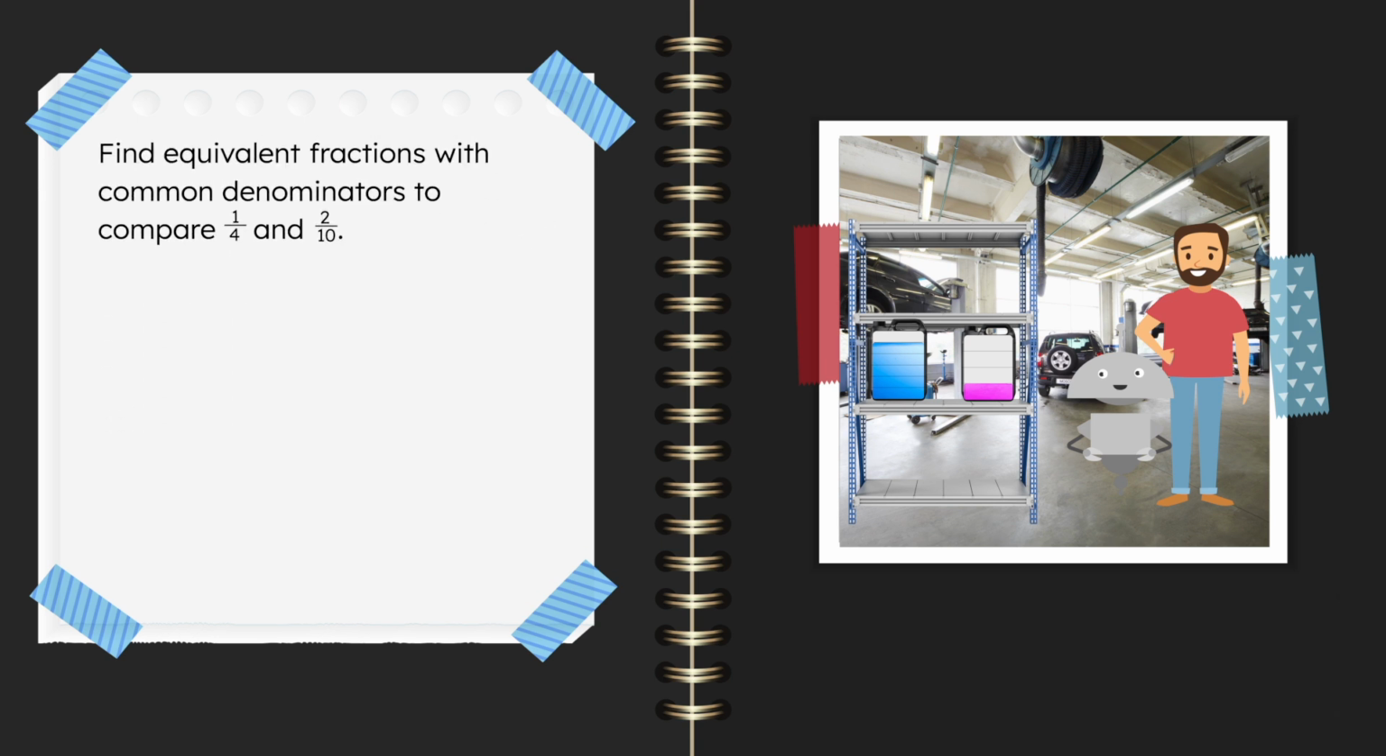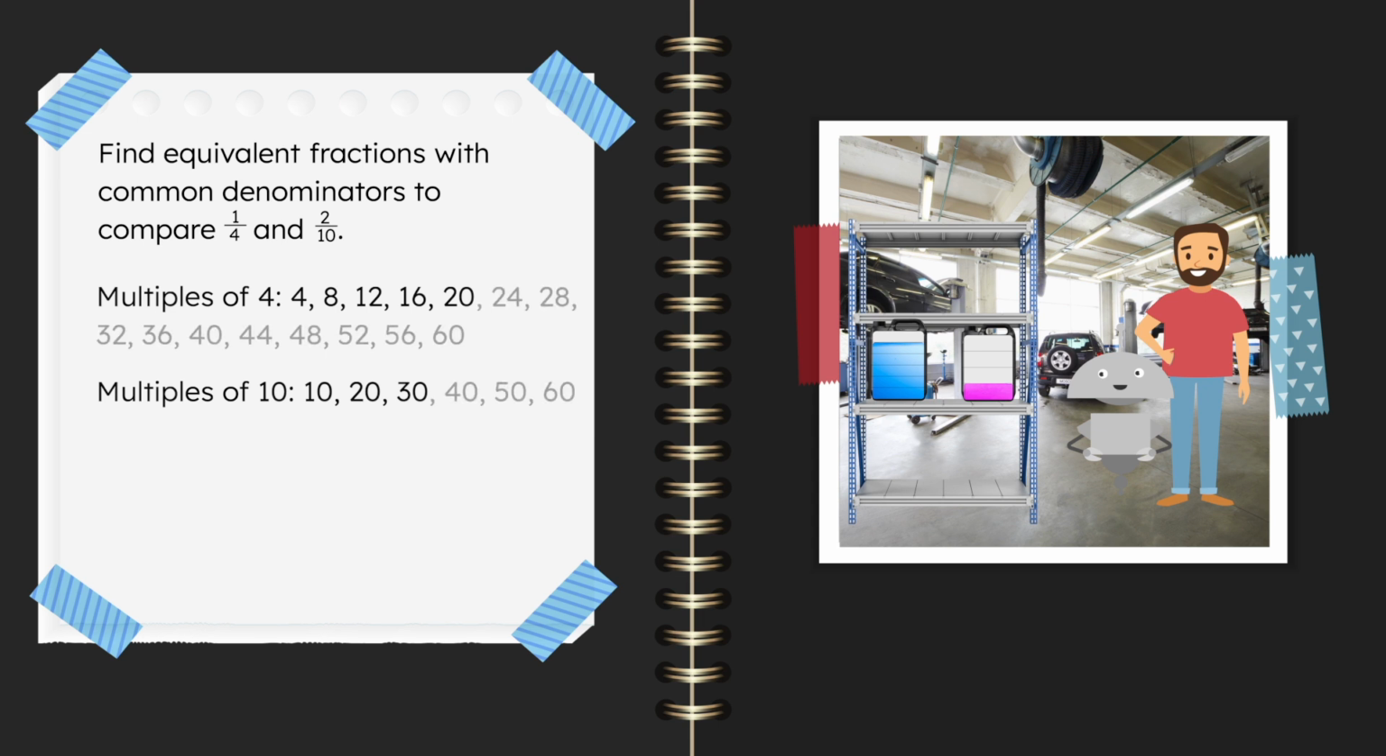What did you choose for a common denominator? There are a few numbers that can work. If we list multiples of 4: 4, 8, 12, 16, 20, and multiples of 10: 10, 20, 30, notice how they both have 20 in common. But if we continue the lists of multiples, we would find that 40 and even 60 work too.